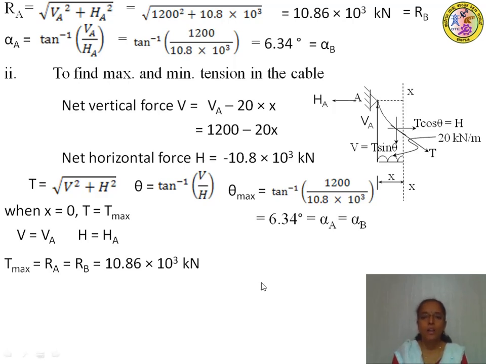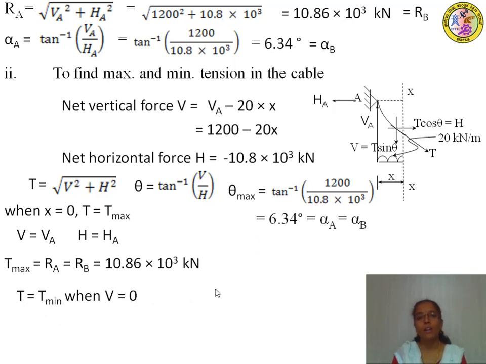Okay, next, to find minimum tension, when this can be minimum, we have this equation of T is equal to root of V square plus H square. H is constant. Okay, so H square is a constant term, only V can vary. So when we can bring this V to 0, the tension will be minimum. When this can be 0, tension will be minimum when V is equal to 0.